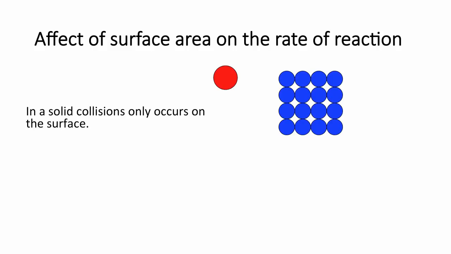The effect of surface area on the rate of reaction. In solids, collisions only occur on the surface. This means that these inner reactants cannot actually collide with the other reactant until the outermost reactants have actually reacted. Now in a large solid, that will mean that only a tiny proportion of the reactants on the surface are able to react.